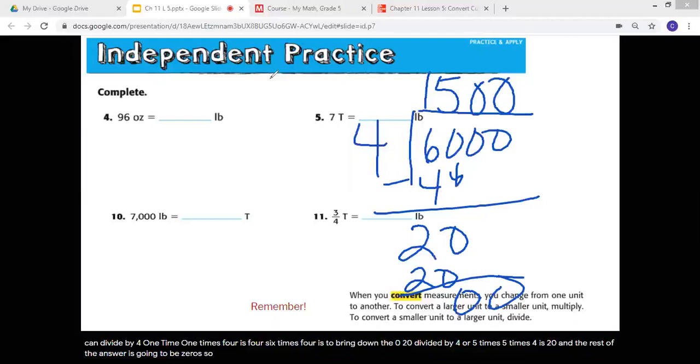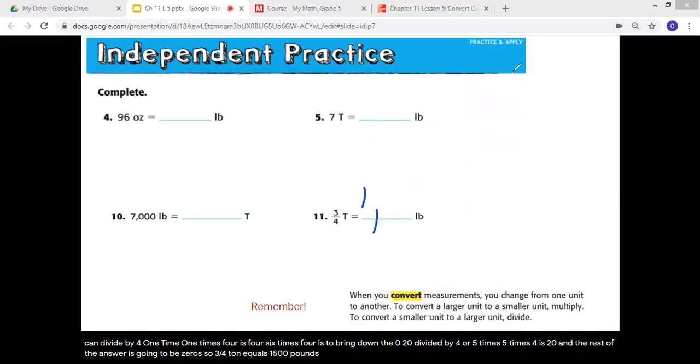So 3/4 ton equals 1,500 pounds. Is there another strategy to do this? Absolutely. We're going to leave it at multiplication of fractions right now.